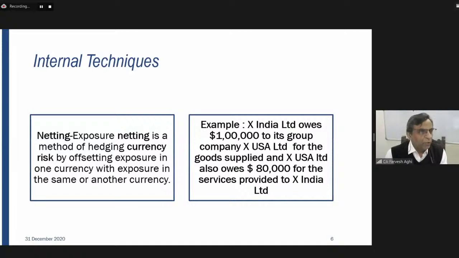So let's take an example of netting. X Limited owes $1 lakh to its group company X USA Limited for the goods supplied, and X USA Limited also owes $80,000 for the services provided to X India Limited. So you have 1 lakh to receive and 80,000 to pay. It can be netted off, okay, but not fully, but at least the exposure will go down.